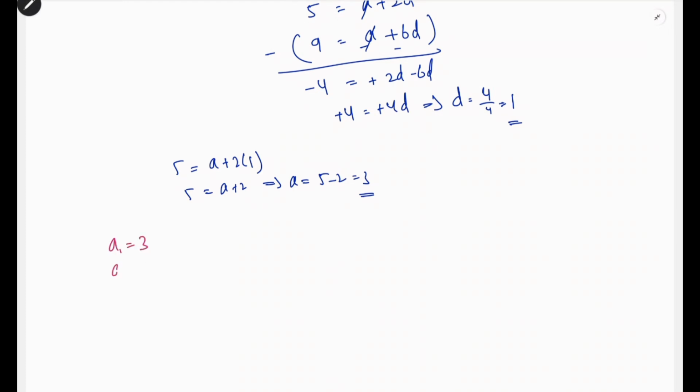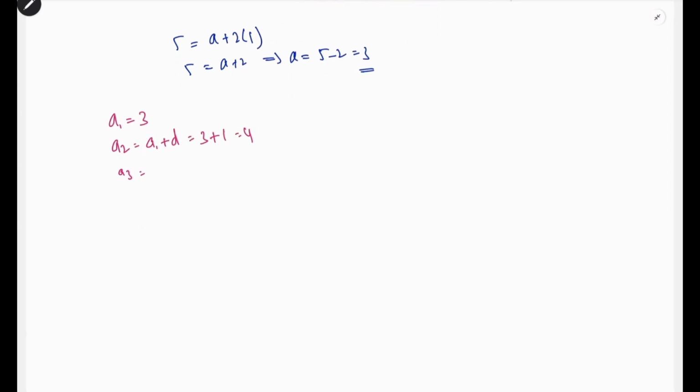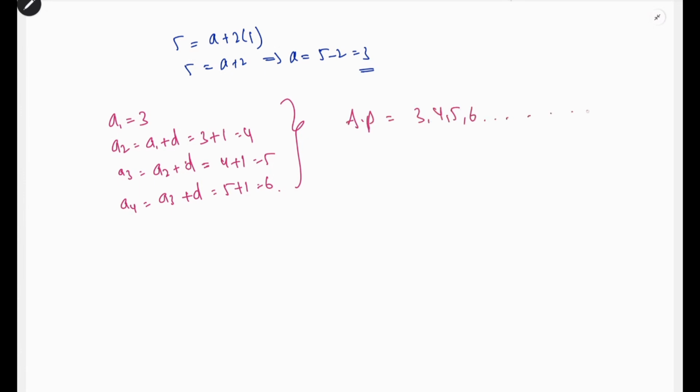A1 is 3, A2 is first term plus common difference. It is 3 plus 1, it is 4, and third term is second term plus common difference. It is 4 plus 1, it is 5. Now fourth term is third term plus common difference. It is 5 plus 1, it is 6. Now we will write these terms. Therefore AP is equal to 3, 4, 5, 6 and so on.